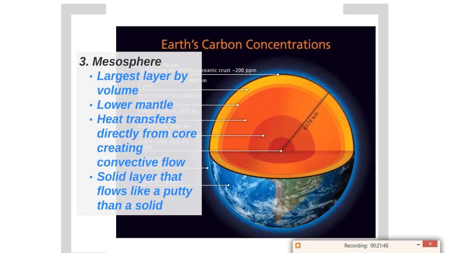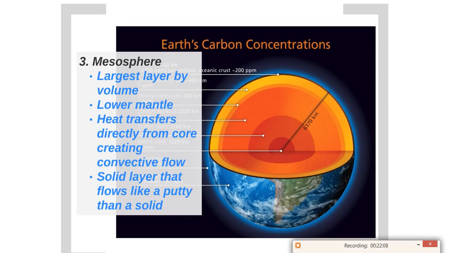Lower mantle is another name we call it by. Not very accurately, but that is what we call it by. And basically heat transfers directly from the core, creating a convective flow. So solid layer, it flows, however, more like a putty than an actual solid.